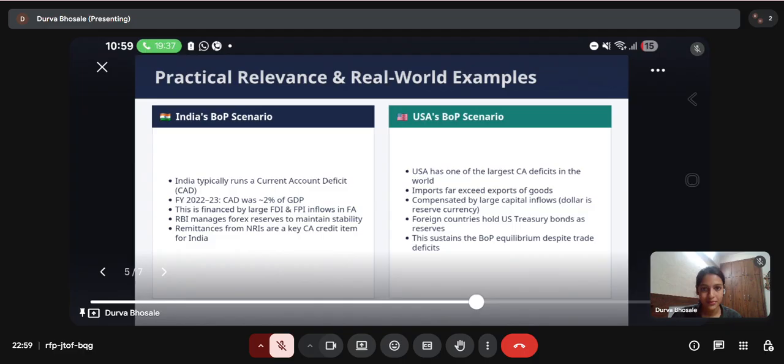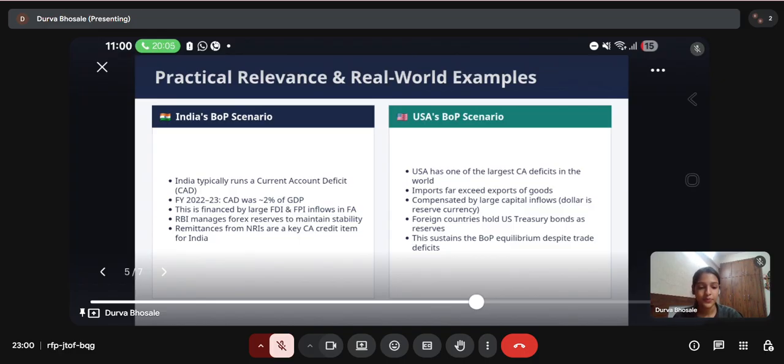Now let us take the case of USA. USA has one of the largest current account deficits. Surprising, isn't it? Because the imports exceed the exports in USA. So how are they compensated? They are compensated by large capital inflows because dollar is a reserve currency and foreign countries hold US Treasury bonds as reserves, which brings their BOP to an equilibrium, even though there is a trade deficit.